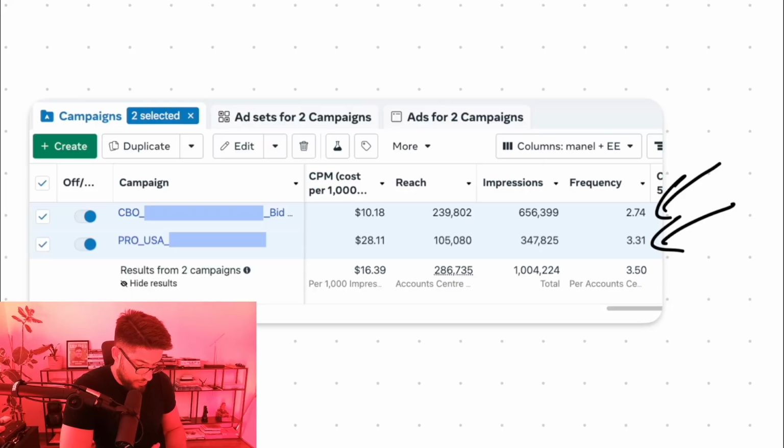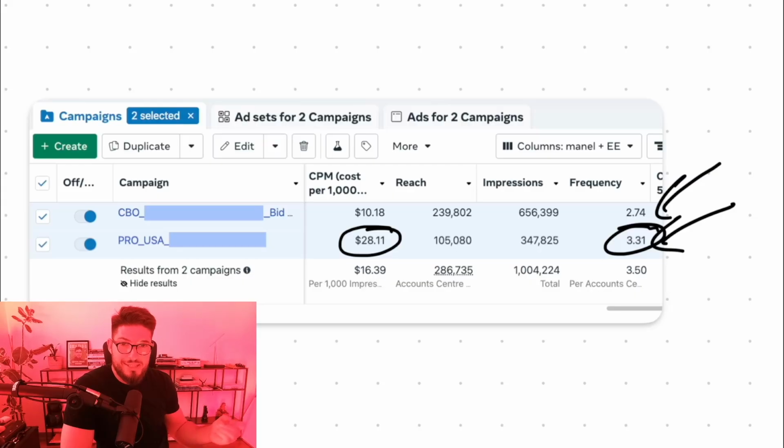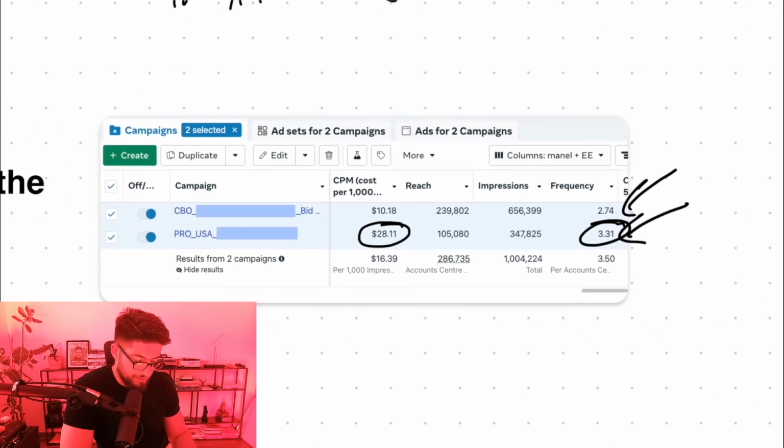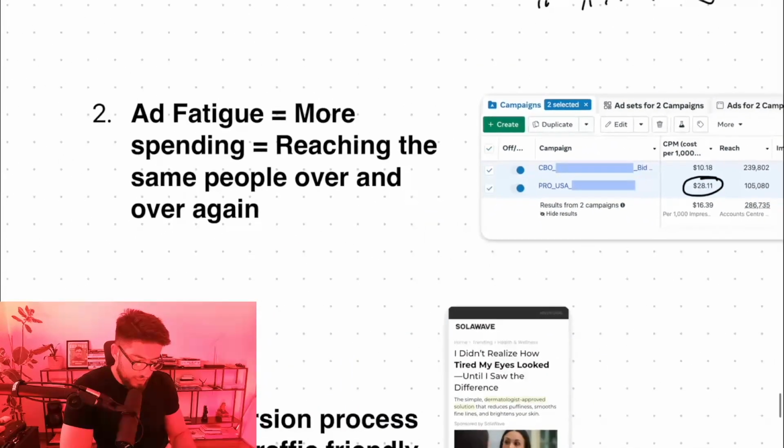And you can tell by, for example, this CPM, it's normal that the CPM is so high if I've got a frequency of 3.3. It's normal. It's not Facebook doing weird stuff. I'm just reaching the same people over and over, and that's usually more expensive. So ad fatigue is one of the reasons.